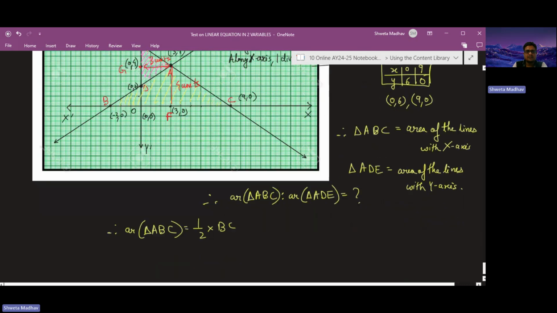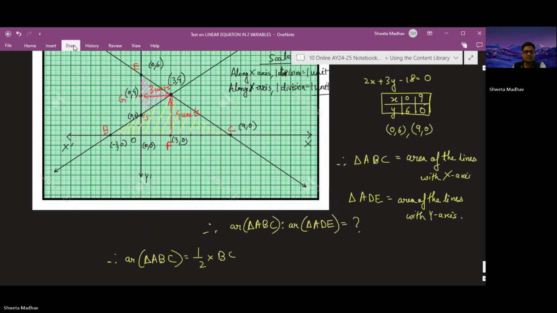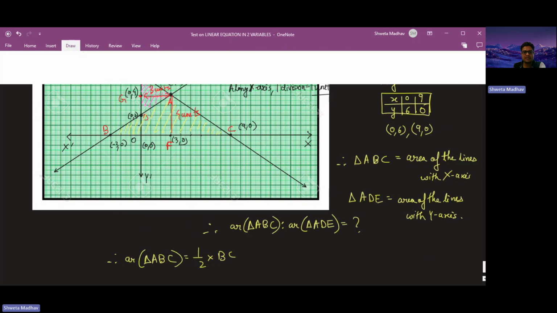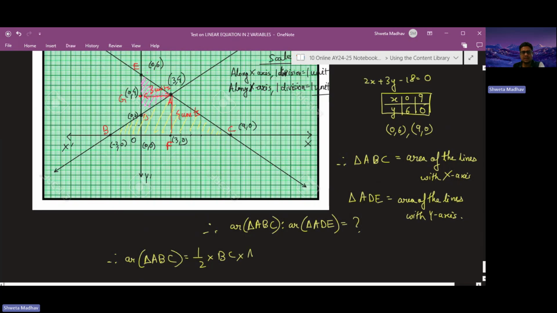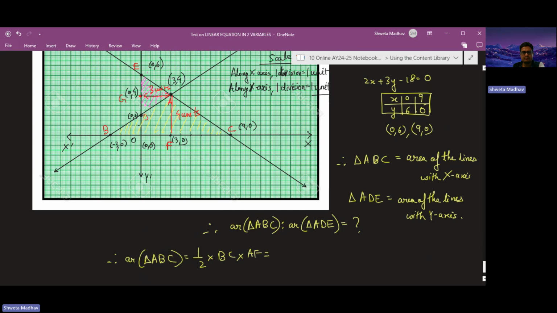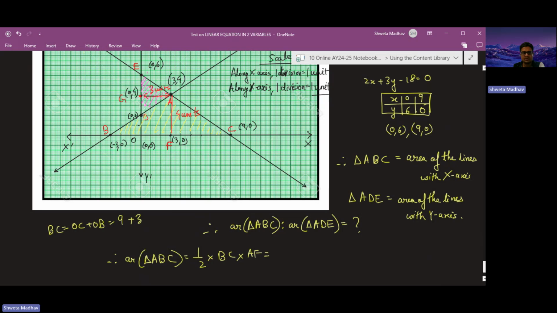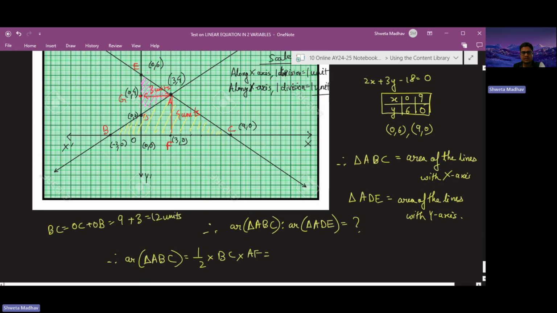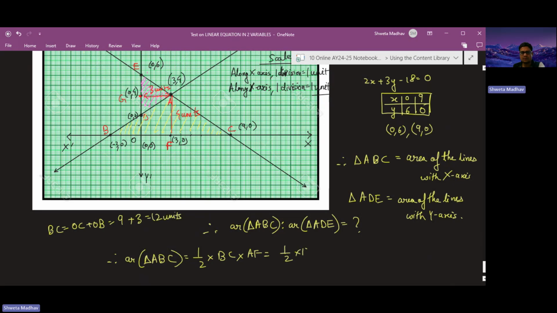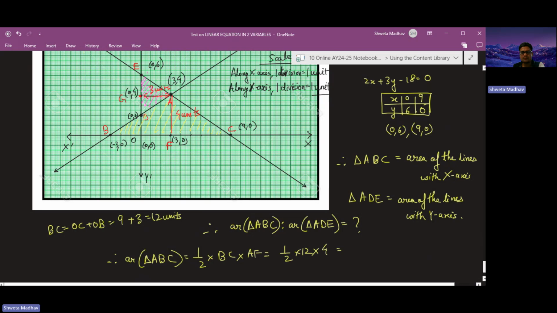So hence the area of the triangle ABC is half into BC into AF, which is half base into height. Now the base length BC is equal to OC plus OB. OC length is 9 units and OB is 3 units, so that is 12 units. And AF is 4 units, so this will be half into 12 into 4, which is equal to 24 square units.